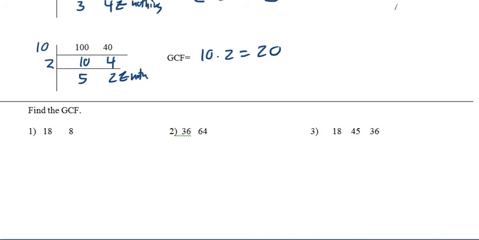I want you to try a method down here and see if you can find the greatest common factor. Hit pause now. And there are your answers. So either using a factor tree or even a Venn diagram if you liked it, or the ladder method, you should have gotten 2 for the first, 4 for the second, and 9 for the last one. Those are your common factors.